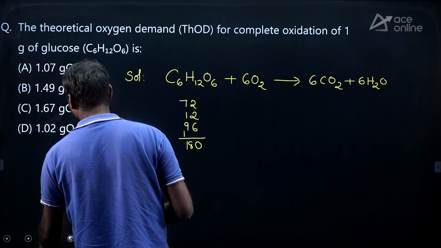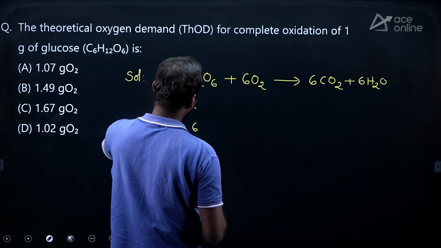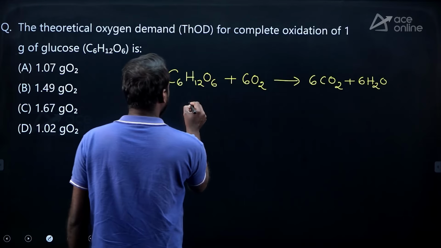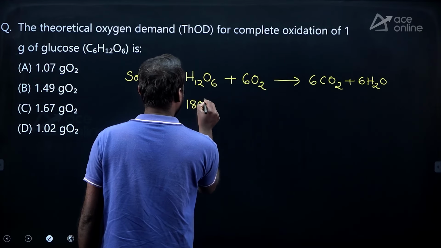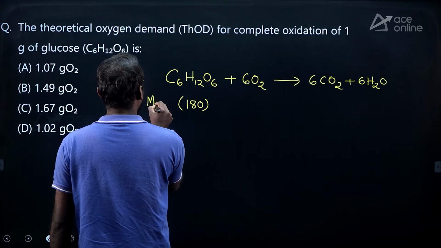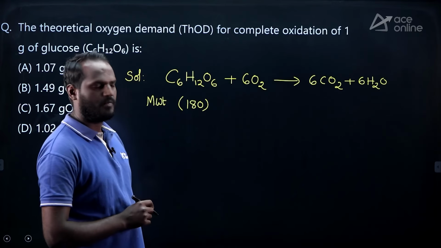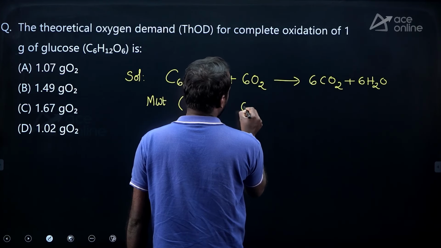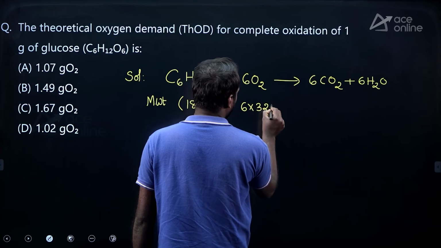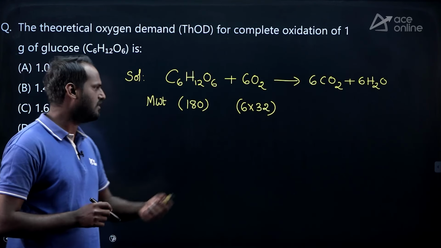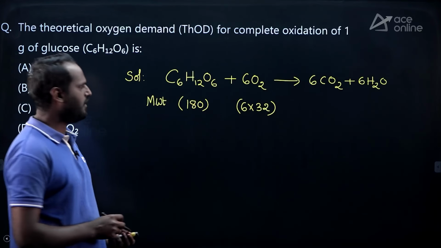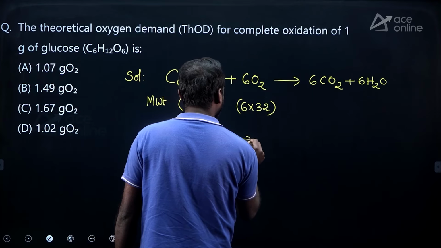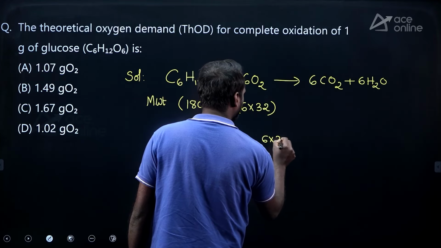You must remember, instead of evaluating the molecular mass of glucose in the actual exam, some basic compounds first. This is 180 parts, the molecular weight of the compound. 180 parts of glucose requires how many parts of oxygen? Actually, it is 6 into 32. Don't multiply this for ease of calculation, just leave it like that. 180 parts of glucose requires 6 times 32 parts of oxygen.